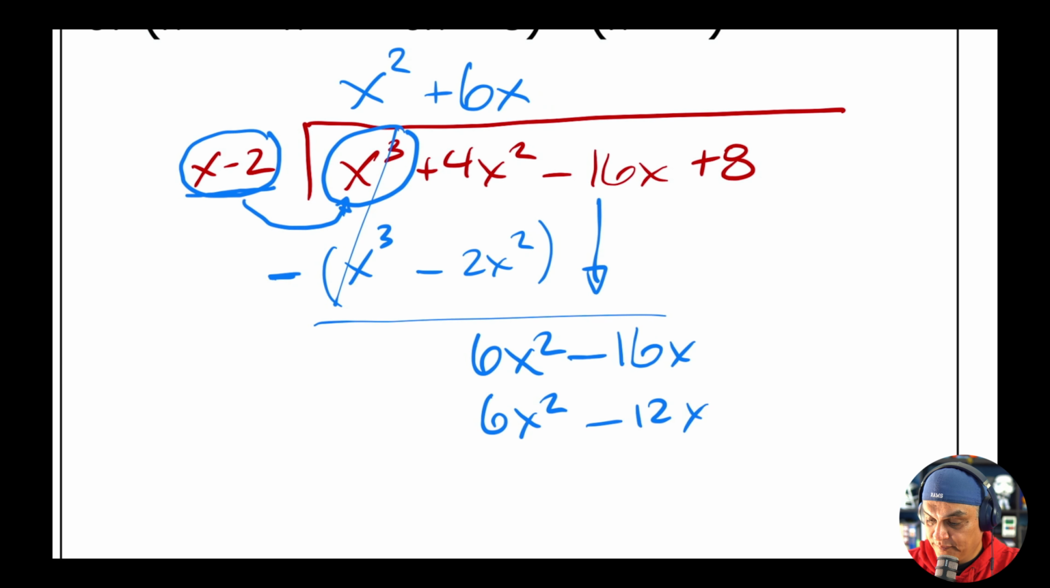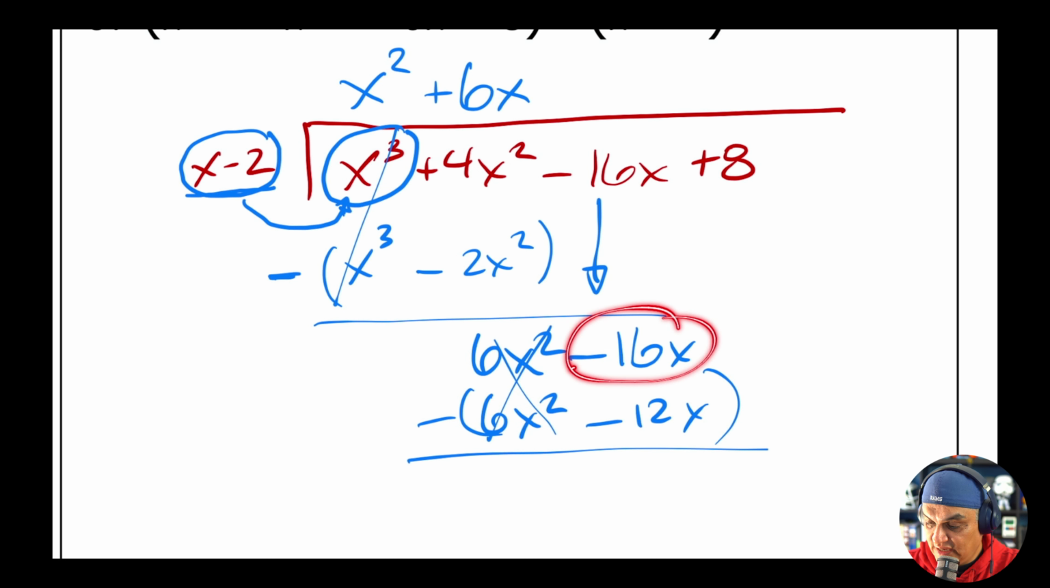And now I'm going to subtract that. 6x squared minus 6x squared, gone. Negative 16x minus negative 12x. Well, minus negative becomes positive. So negative 16x plus 12x is minus 4x.